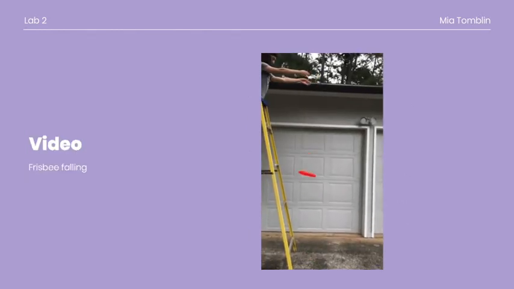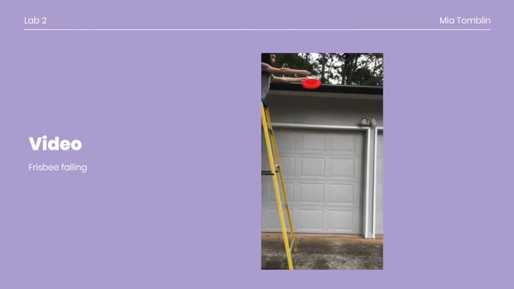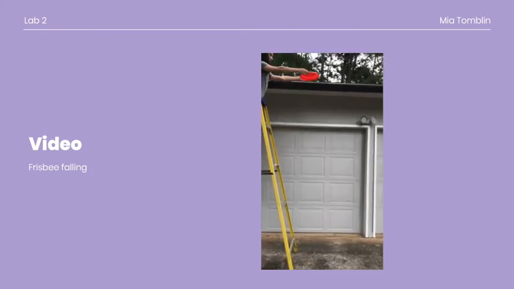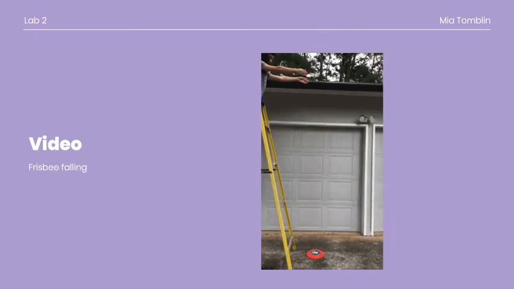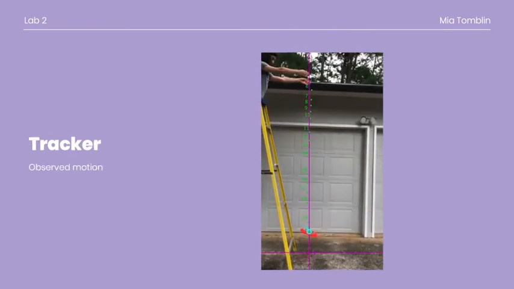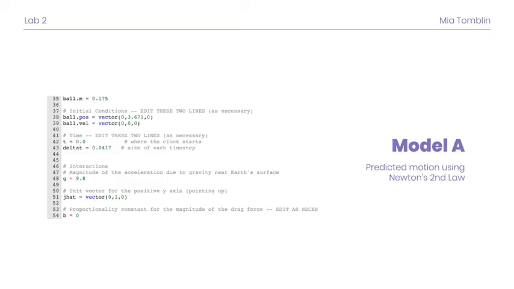I chose to observe a frisbee because I thought the weight would be evenly distributed enough to fall in a straight line, and that its dish shape would experience the effects of drag even at a low speed. So I analyzed the video in Tracker and decided to track position up until this point, a little before it hit the ground.